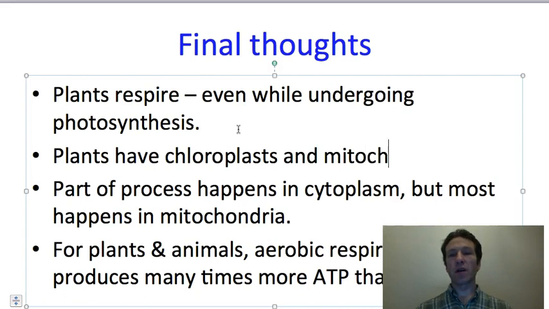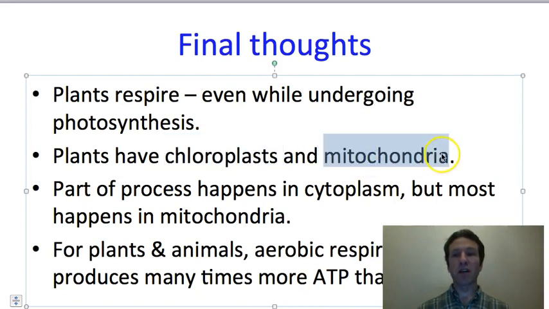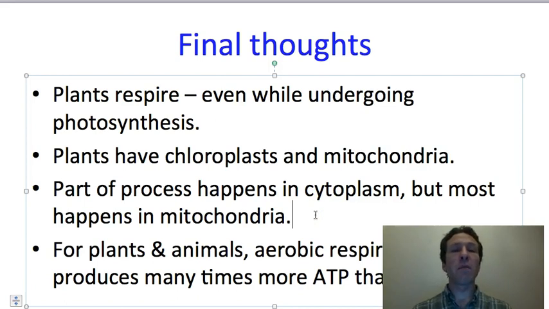and mitochondria. Animals, of course, do not have chloroplasts. They do have mitochondria. Plants have both. Remember that part of respiration happens in the cytoplasm, but 2 of the 3 important steps of aerobic respiration happen, in fact, inside the mitochondria.